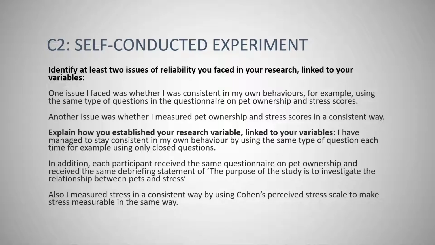So identify at least 2 issues of reliability you faced in your research linked to your variables. One issue I faced was whether I was consistent in my own behaviors. For example, using the same type of questions in the questionnaire on pet ownership and stress scores. Another issue was whether I measured pet ownership and stress scores in a consistent way.